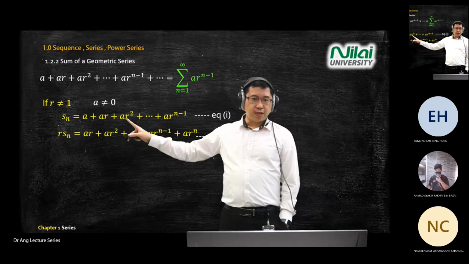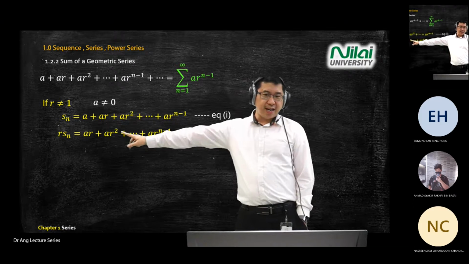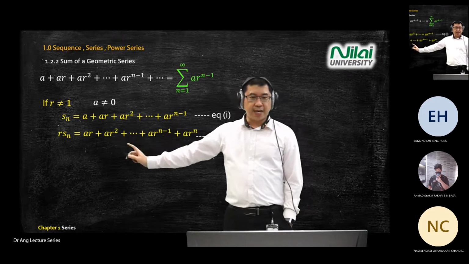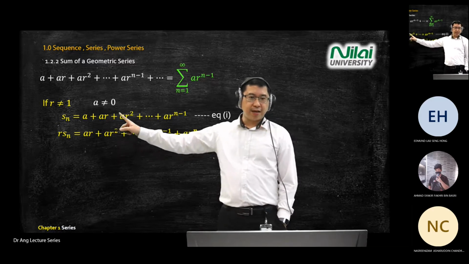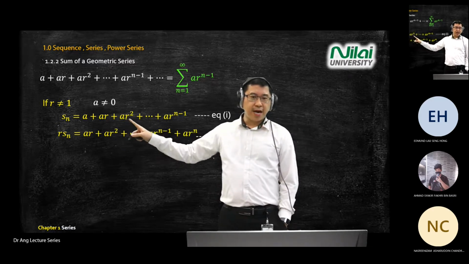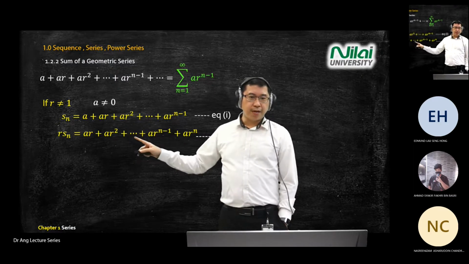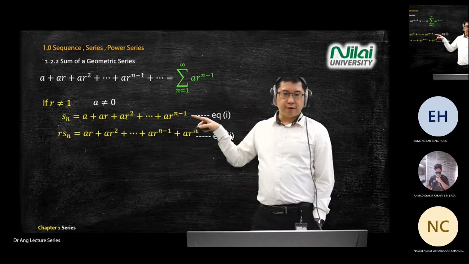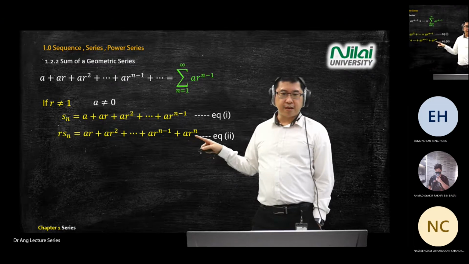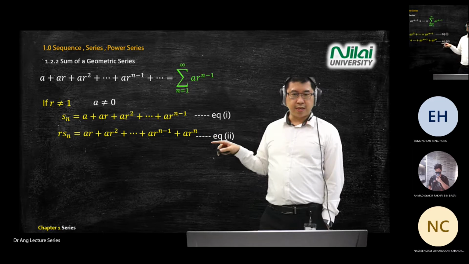So the first equation, the whole equation you multiply by R, so on the far left, you get R times Sn. And the first one, because you multiply by R, A becomes AR, the second one AR becomes AR squared, the third one AR power 2 becomes AR power 3 and so on. The last term becomes AR power n, the minus 1 is gone. Okay, so this is how you manipulate the equation.